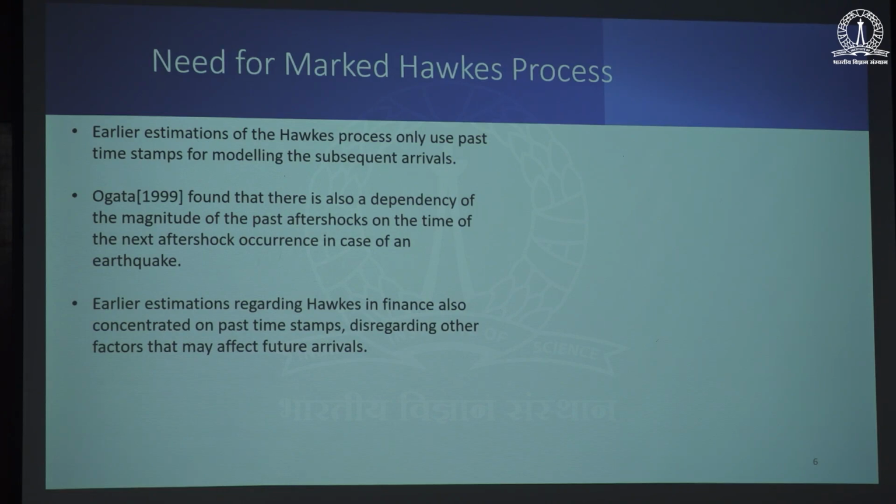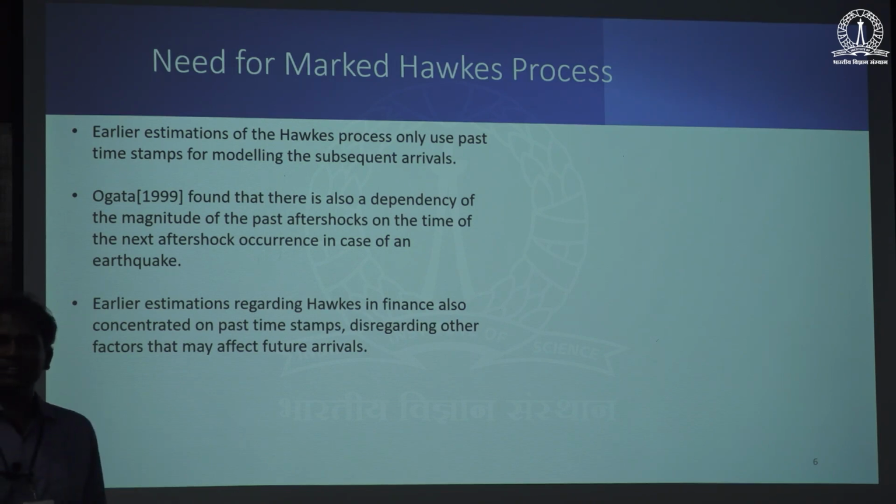So why the need for a marked Hawkes process? The thing is that, as Srikanth sir again said, the application of the Hawkes process was initially used for earthquake prediction, just to model the aftershocks in an earthquake. So earlier, they only used the past aftershocks in order to predict what the next aftershock will be. So Ogata in 1999 found that Hawkes, in 1971, up to 28 years in Japan in every area, when they were using Hawkes for predicting earthquakes, they only used the past timestamps. Ogata found that it's not like that. The magnitude of the earthquake can also matter.